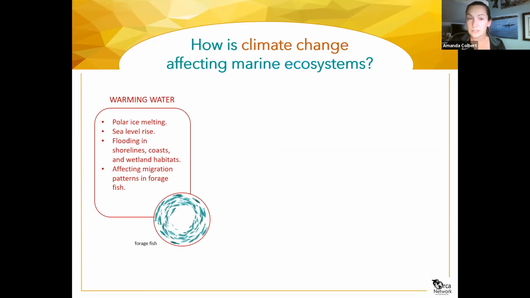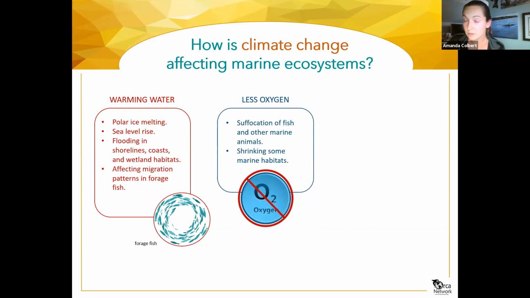So first, I want to talk to you guys a little bit about how climate is affecting our marine ecosystem. We talked about warming water on the last slide. And so the things that are happening because water is warming is we have the polar ice melting. It's causing the sea level to rise. And when the sea level rises, it's actually flooding shorelines, coasts, and wetland habitats. And then it's affecting the migration patterns in some of our forage fish species. So they might not migrate as far as they used to, or their migration might be shortened a little bit. They might not reach the areas that they used to go because those waters are getting warmer.